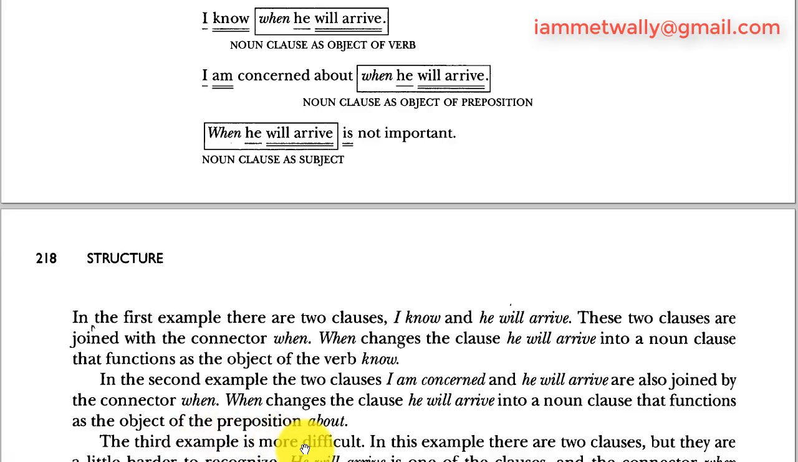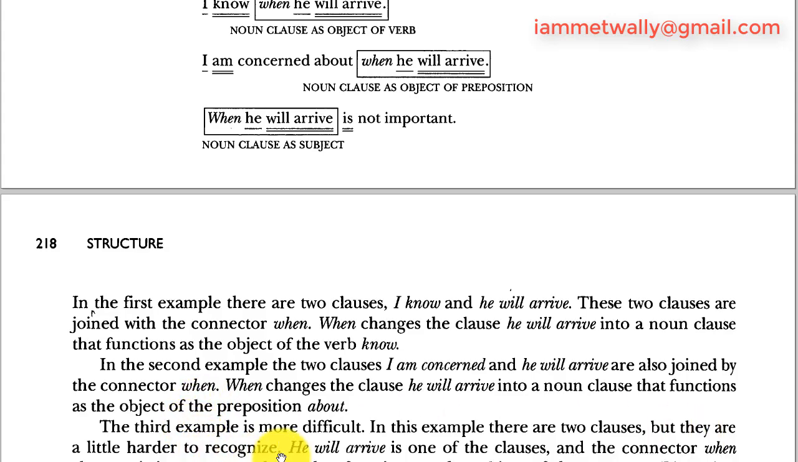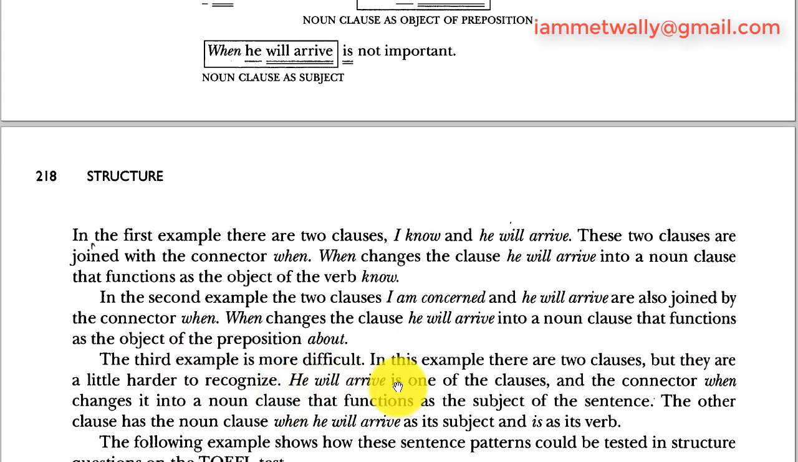The third example is more difficult. In this example there are two clauses, but they are a little harder to recognize. He will arrive, this is the first one, is one of the clauses, and the connector when changes it into a noun clause that functions as the subject of the sentence. The other clause has the noun clause when he will arrive as its subject and is as its verb. How? So I have here when, this is the connector.